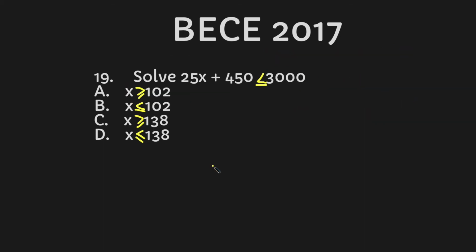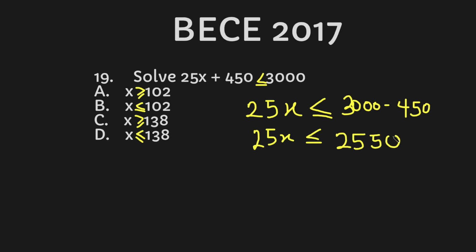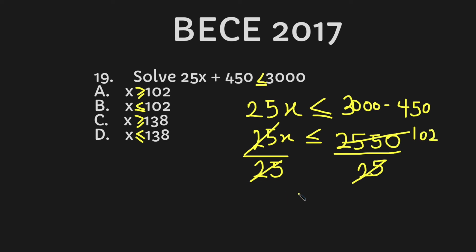And finally, we group the x on one side and the values without x on the other side. We have for our final answer for x being x is less than or equal to 102, which is B.